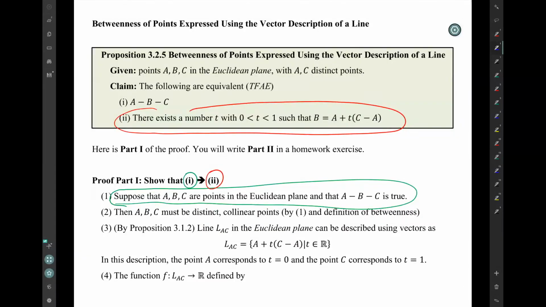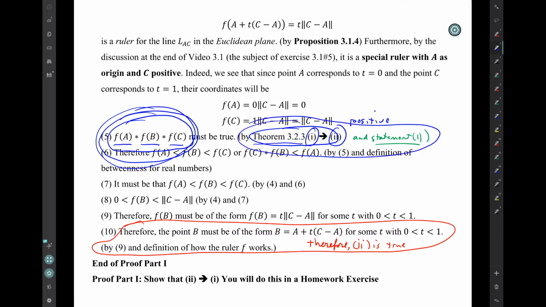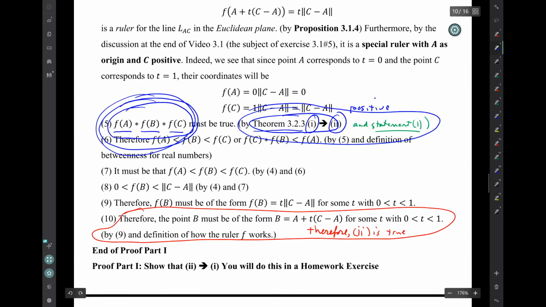In statement 1 of our proof, we knew that these points had this betweenness relationship. So in statement 5, we are allowed to say that the coordinates of those points, the real number coordinates, have this betweenness relationship. And we cite that theorem by writing this. We not only say by theorem 3.2.3, we also say in which direction we used that theorem.